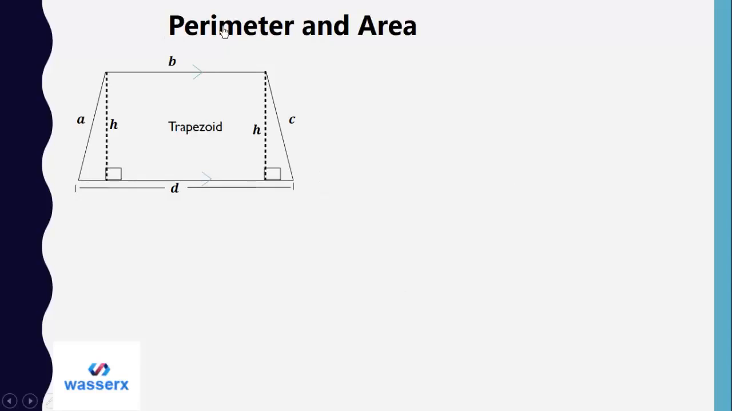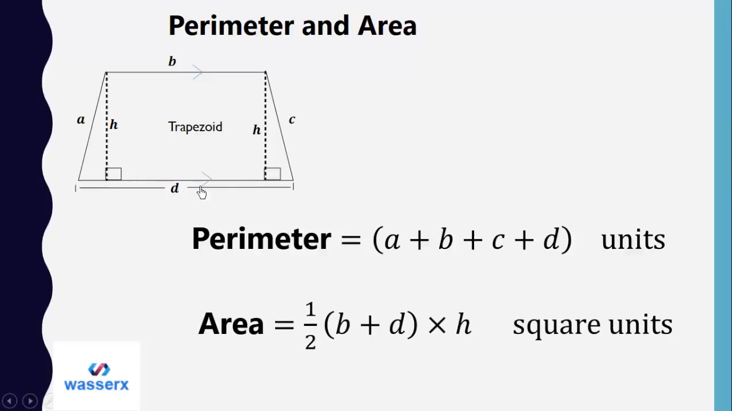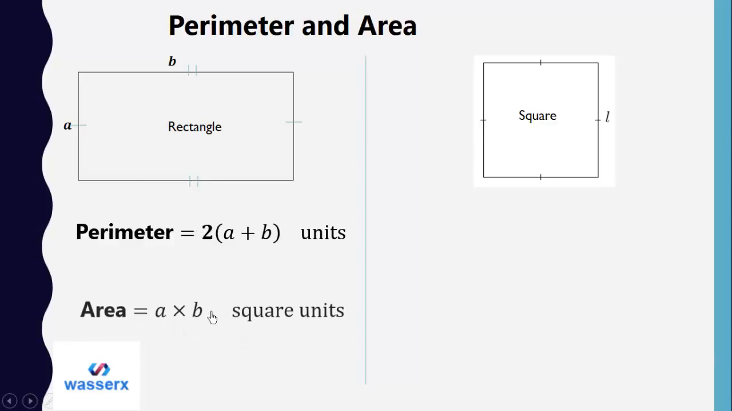For instance, the trapezoid has its perimeter as the distance around it, that is A plus B plus C plus D. Then the area is given by half the sum of the parallel sides times the vertical height. For the rectangle, the perimeter is 2 times the length plus the width, or A plus B times 2. Then the area is the length times the width, or A times B.